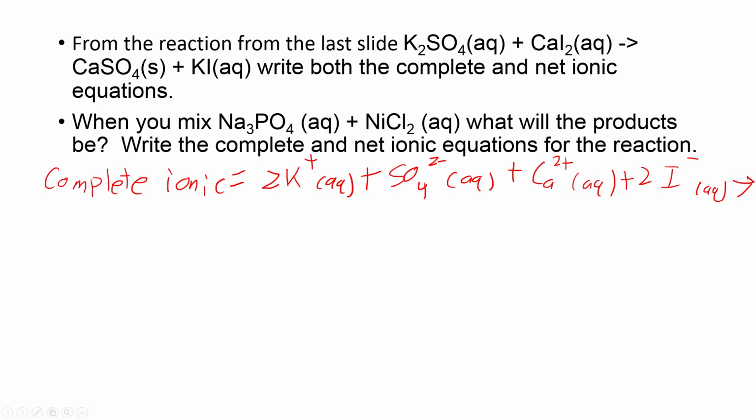Then we have to write the right side of the reaction. So the right side, we're going to get that we have calcium sulfate. Remember, if it's a solid, it doesn't break up, so we don't write it broken up. And then we have a K+ and an I-.